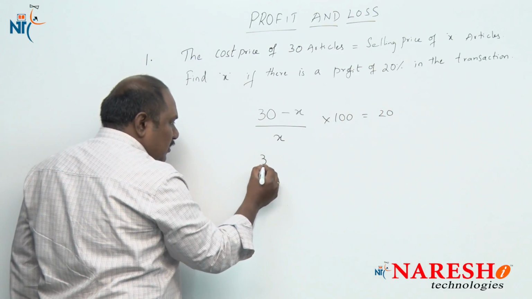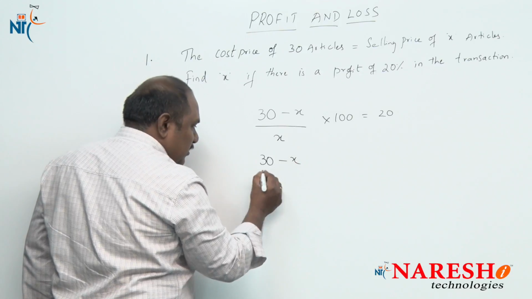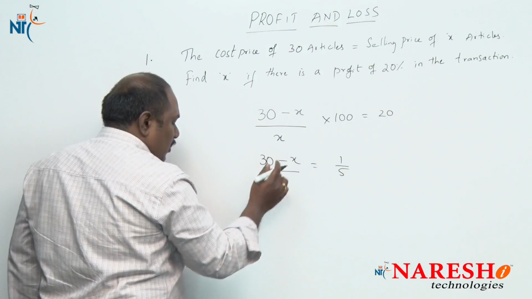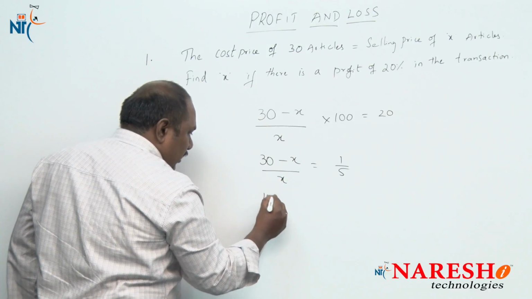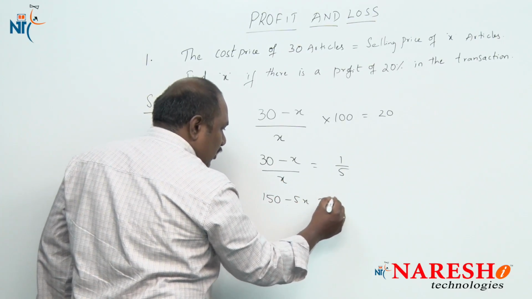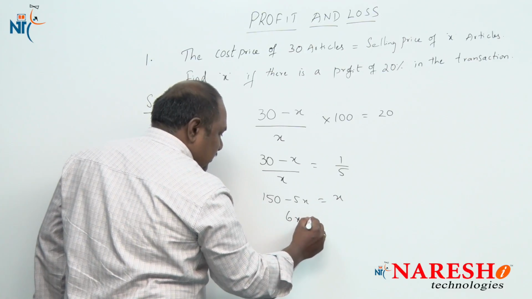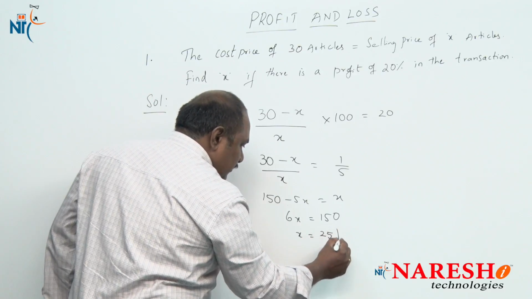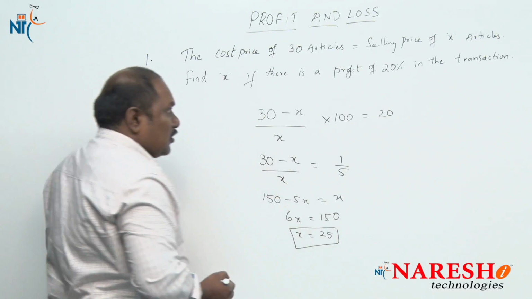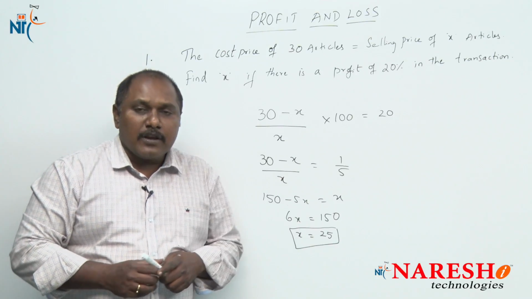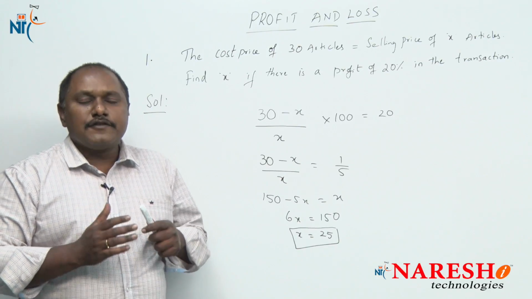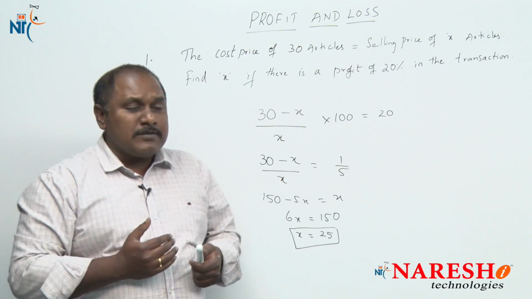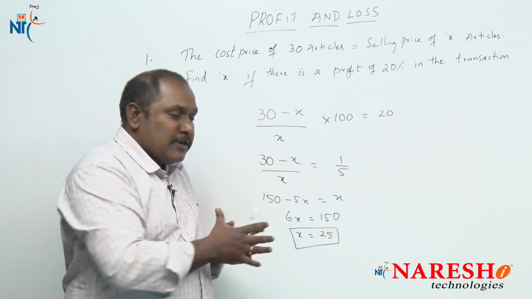Now solving this, (30 minus X) by X is equal to 1 by 5, cross multiply, 150 minus 5X equal to X, or 6X is equal to 150 and X is equal to 150 by 6, which is 25. So the value of X is 25. Now this is one way of solving this particular problem. Now let us look into the alternate method of solving this problem without writing all these equations.